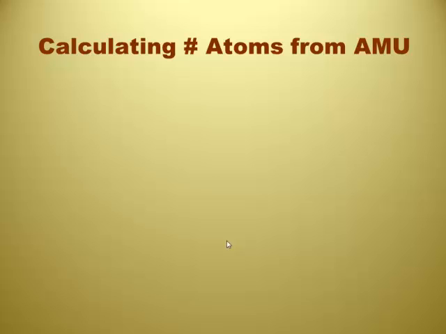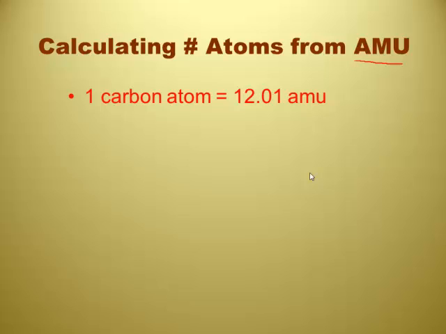The simple idea is this. The masses on the periodic table are atomic mass units, which is an arbitrary unit scientists picked to indicate something super small. So we've got this idea that one carbon atom weighs 12.01 atomic mass units. They used carbon as the standard of comparison because it's so abundant. And carbon's everywhere.